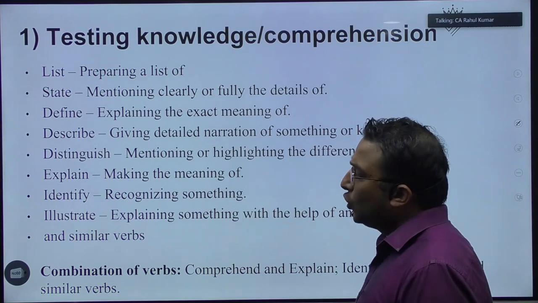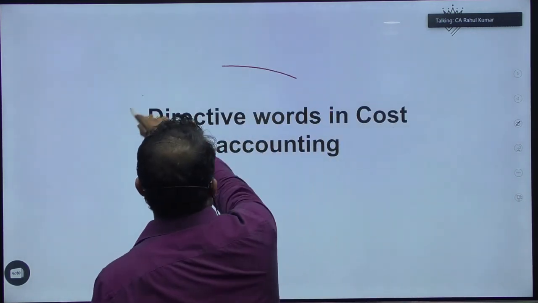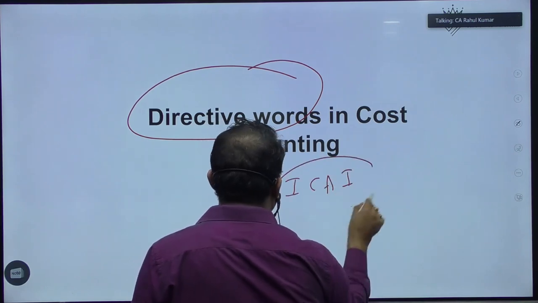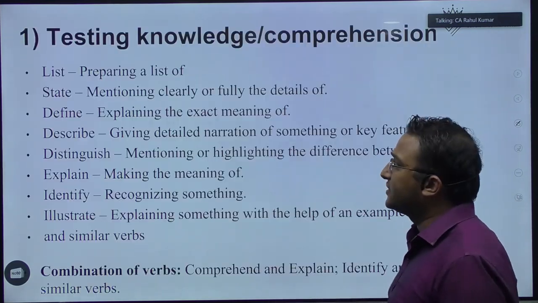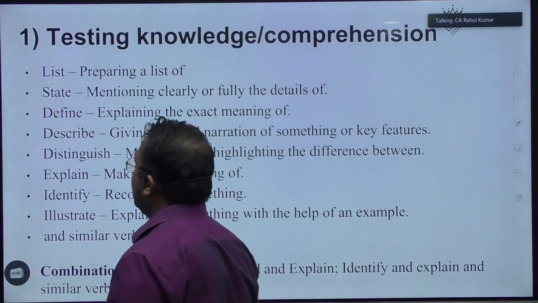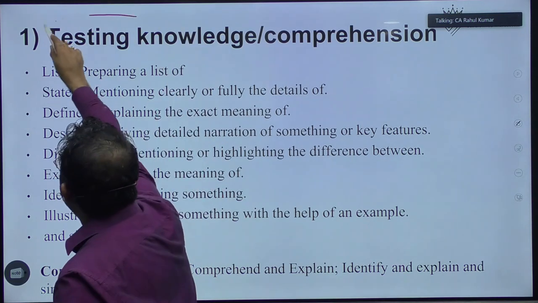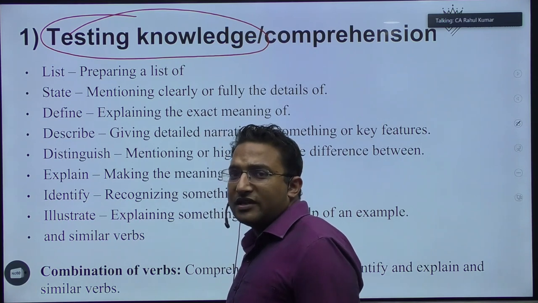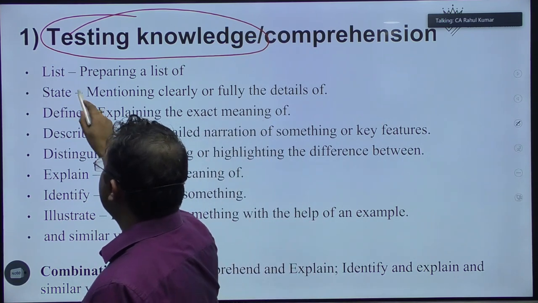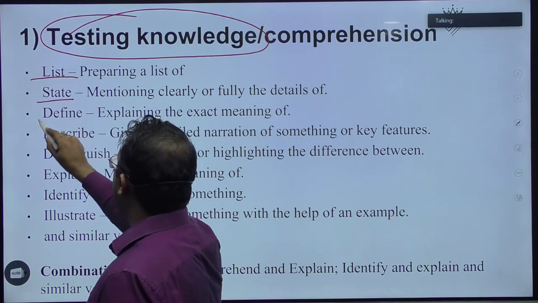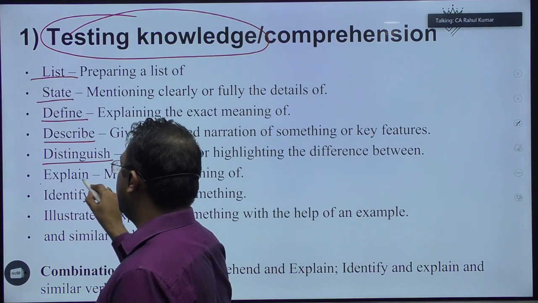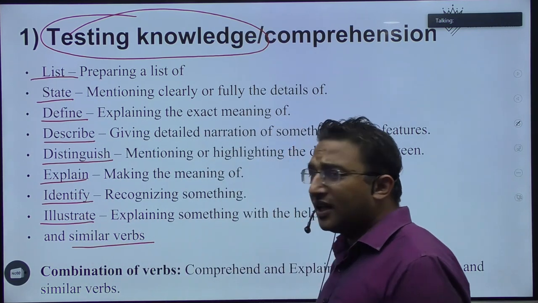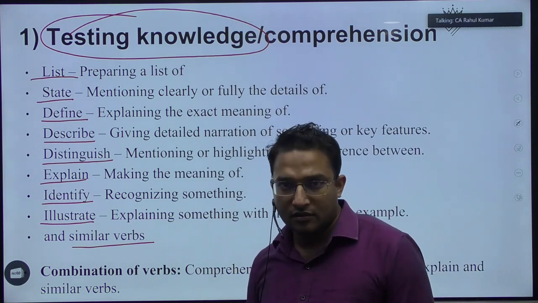Directive words. In the directive words, in cost accounting, and these directive words I have taken from the ICAI material. As per the ICAI, there can be three types of directive words. One is the directive words which are there for testing the knowledge. Basically very basic type of words, like list down, state, define, describe, distinguish, explain, identify, illustrate, and similar other words. So here they're asking the what part.